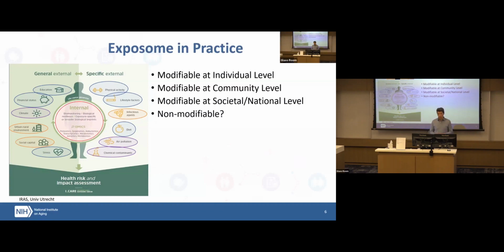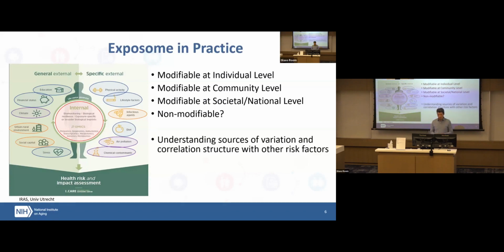And some may argue that others may be non-modifiable at all. So for instance, your genetic structure. Now, this doesn't pretend to cover proteogenomics, epigenomics, and others as well. But much of the work is spent understanding sources of variation and correlation structures with these other risk factors. So having a better handle on how the built environment and these different disparities are manifested in the pathophysiology is of strong interest to us.